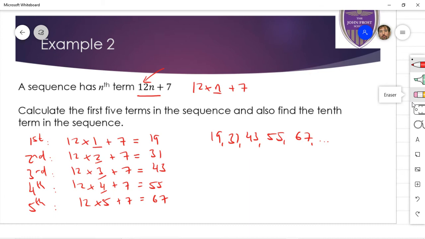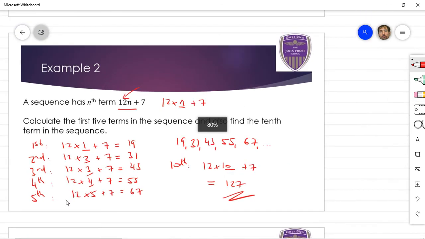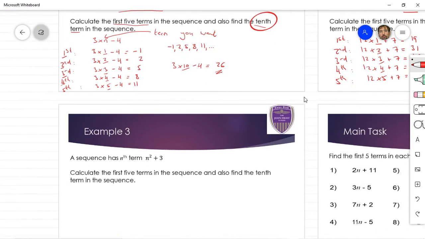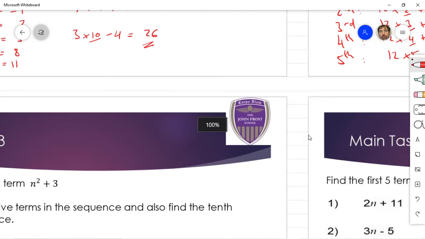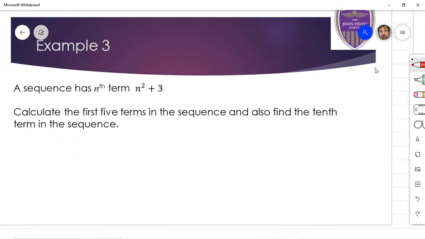And then for the 10th term, you can just do 12 times 10 add 7, which is 127. Easy. Example 3: you sometimes will get an nth term which is quadratic, squared. But we know that n squared just means n times by itself. That's what squaring means. So have a go at this one, then come back to me.